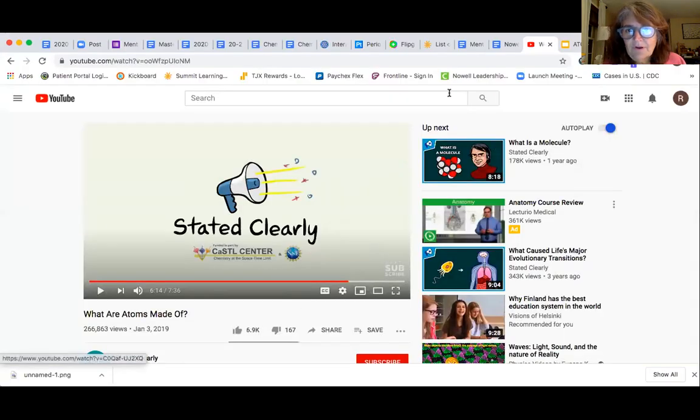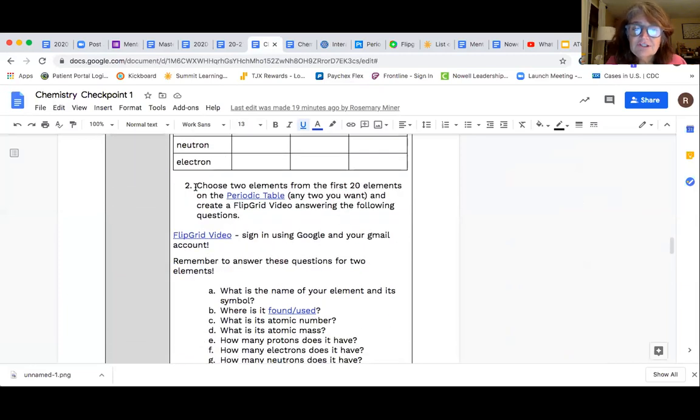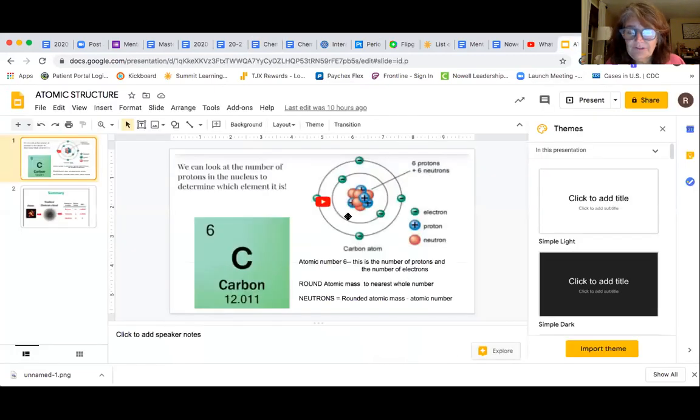So I'm going to return now to our activity. In here, I'm going to ask you to fill out this chart for your activity today and to videotape yourself on Flipgrid. But first, I want us to look at a few more things.